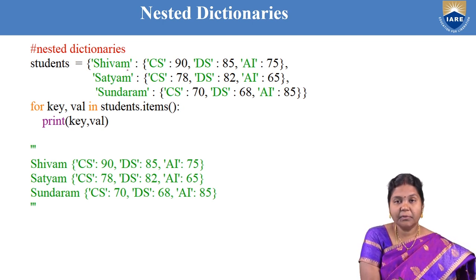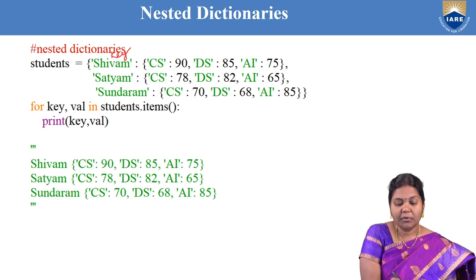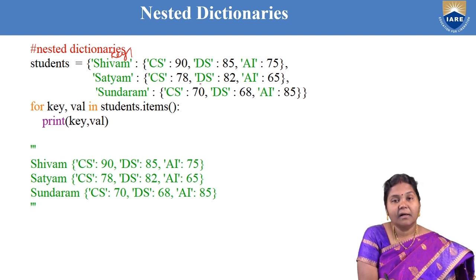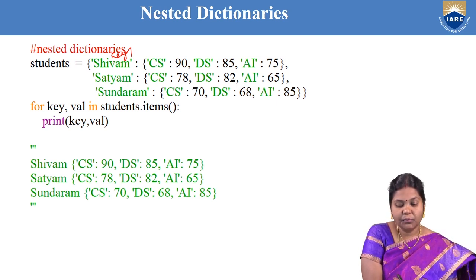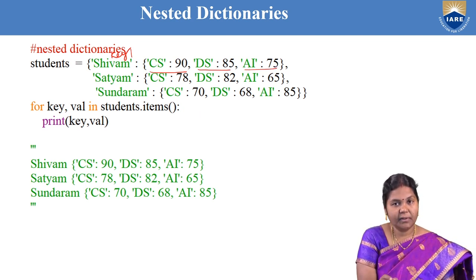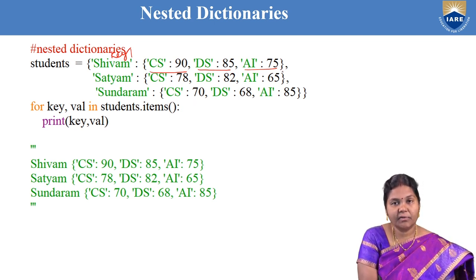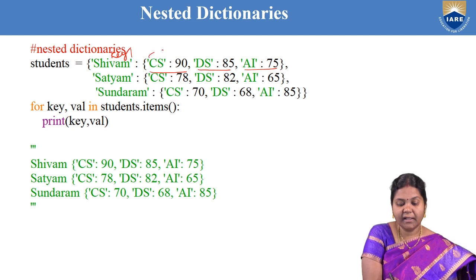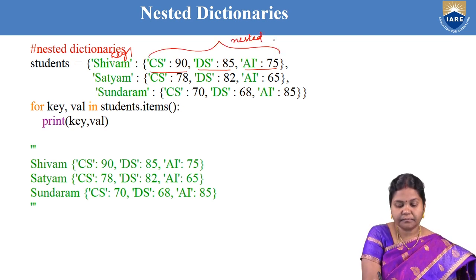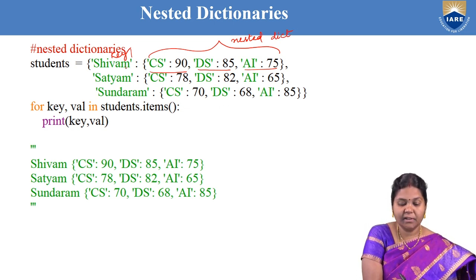Shivam is the first key. For this, there is a nested dictionary, where again three key value pairs are there. That is, in three different subjects, three different marks are available, like in CS 90, DS 85, AI 75. So, this is a nested dictionary. This nested dictionary is associated with key 1.